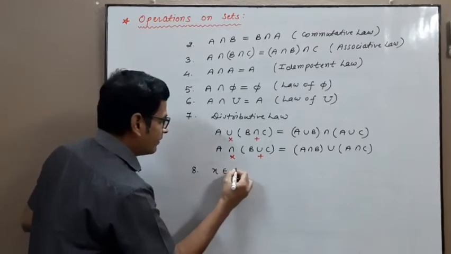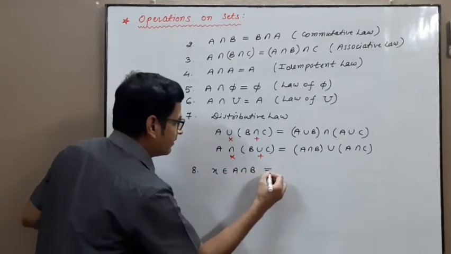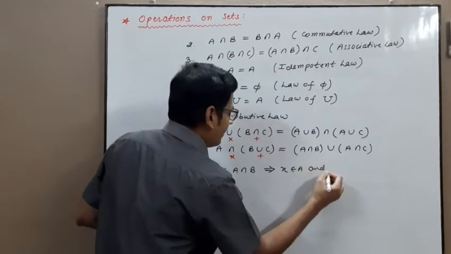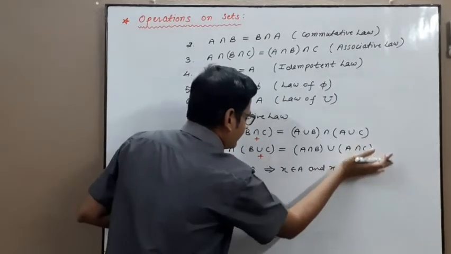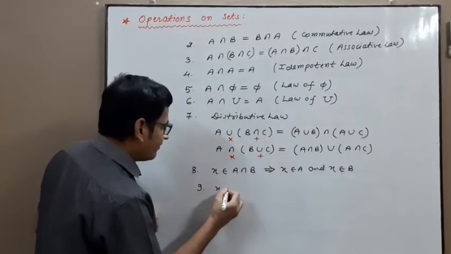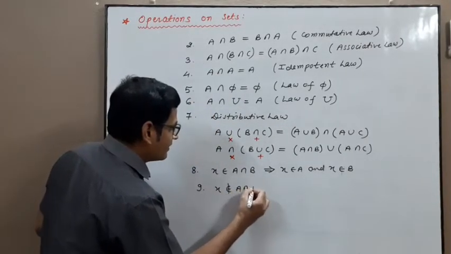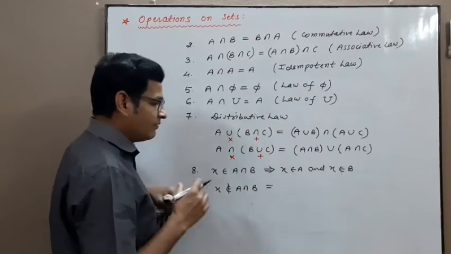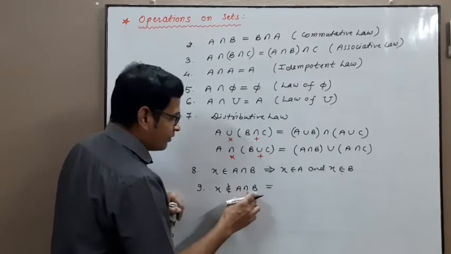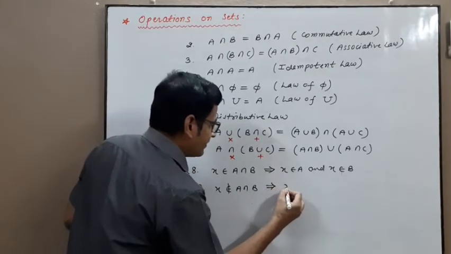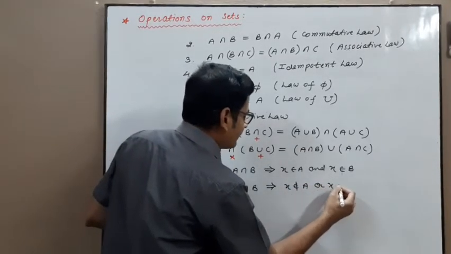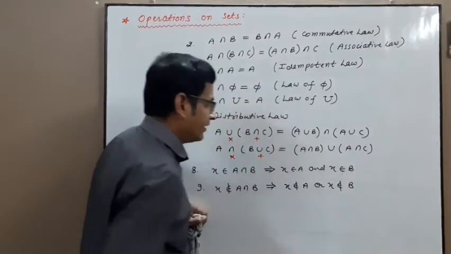Remark number 8. X belongs to A intersection B implies X belongs to A and X belongs to B. But if X does not belong to A intersection B, normally for union we use or and for intersection we use and, but in this special case, X does not belong to A intersection B implies X does not belong to A or X does not belong to B.